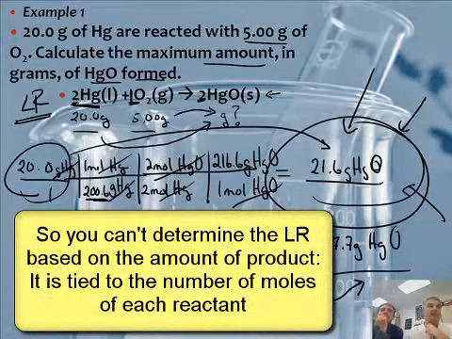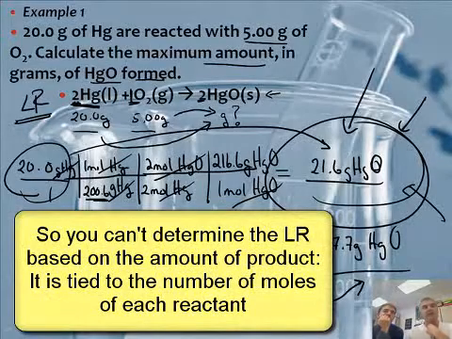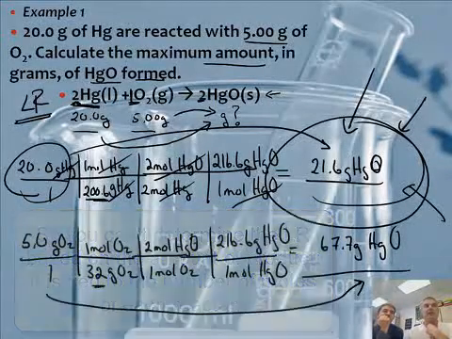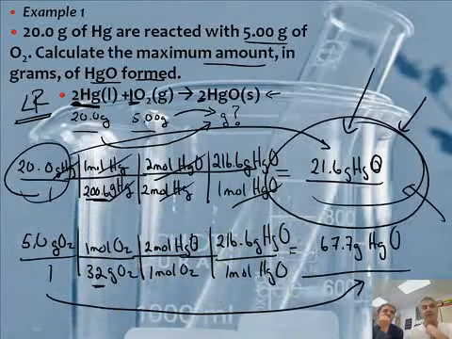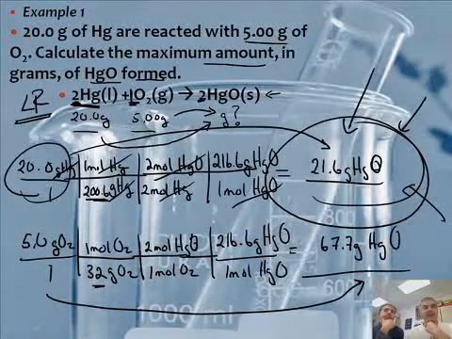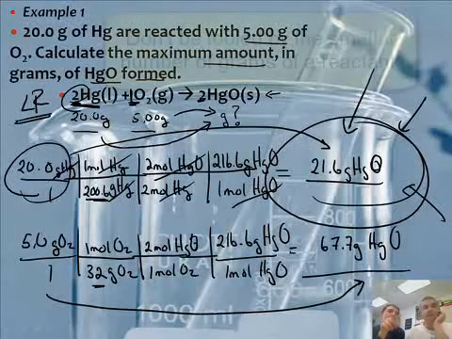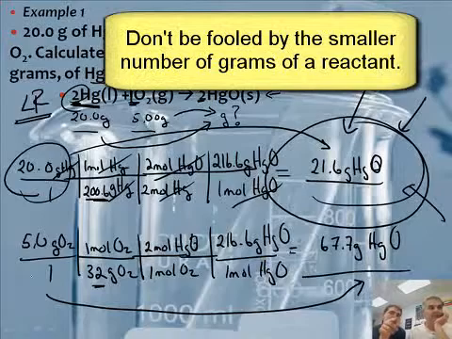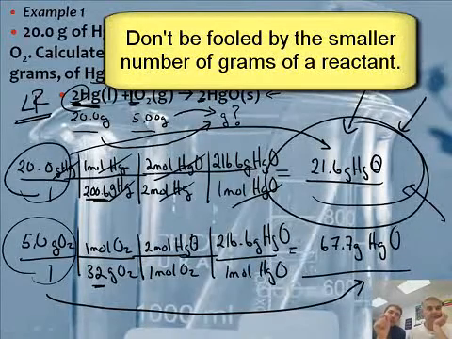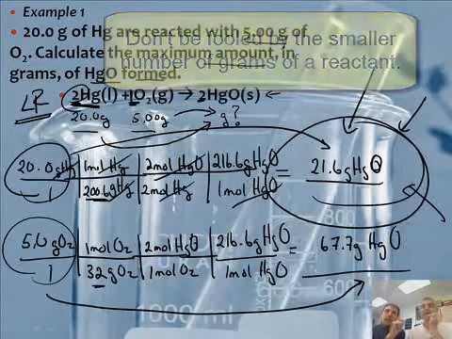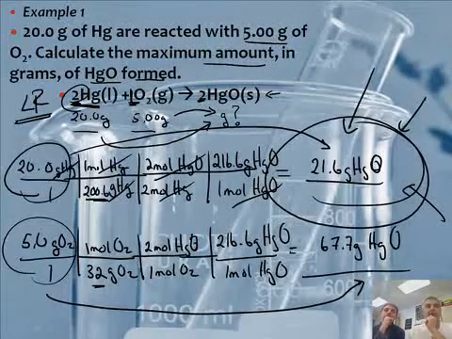Plus, the mole ratio takes that into account too. I use up twice as much of the mercury in the recipe as I do of the oxygen. So we have two things going against us: fewer moles, and the fact that you need twice as many moles of mercury. So don't be fooled by the smaller number of grams of oxygen. Grams do not determine the limiting reactant. You must go through and do the math first to figure out which one's limiting.